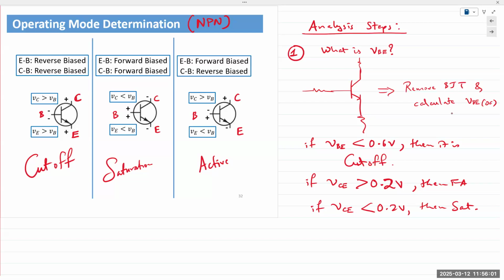And then you have the standard equations. IC is beta IB. IE is IC plus IB. You have the conversions between alpha F and beta F. Alpha is beta over beta plus 1. Beta is alpha over 1 minus alpha. You will have access to all of those equations, right?